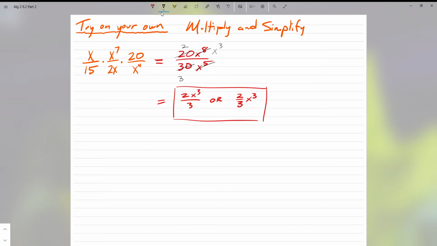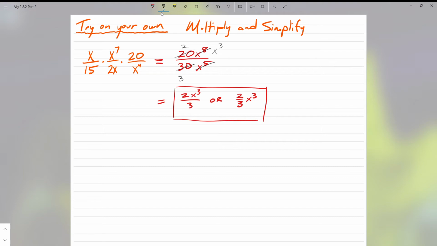Now for this particular problem, just because things seemed simpler to me, what I did was I multiplied the entire top to get 20x^8. I multiplied the entire bottom to get 30x^5. There's no reason you couldn't have done like I did on the last problem where you cancel beforehand. It's just total personal preference.